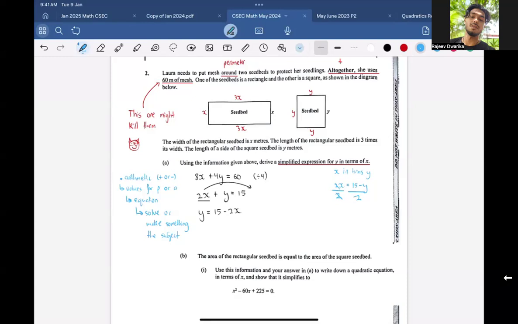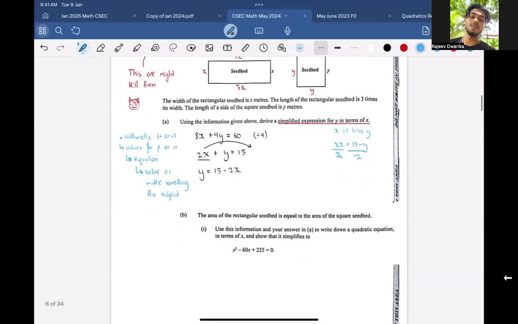So they're saying that the area of the rectangular seed bed is equal to the area of the square seed bed. Hold up. Could we write an equation for that? Yeah, okay, we could do that. So we're gonna say area of rectangle is equal to area of square.